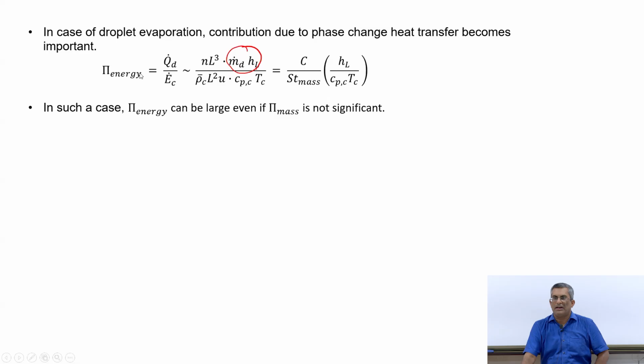I hope you get the point. So this tells us that when the mass coupling parameter is not significant, when you have a high value of Stokes number based on mass, or the evaporation rate is low, still, because you have this factor here, this can cause the energy coupling parameter to be high, even if the mass coupling parameter is negligible.